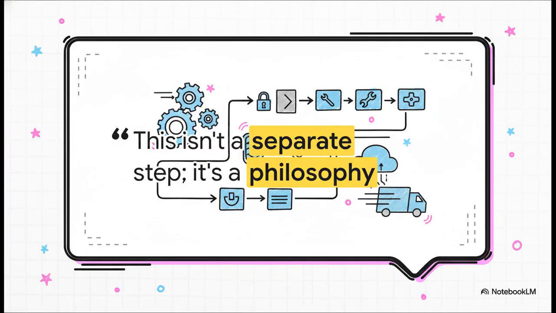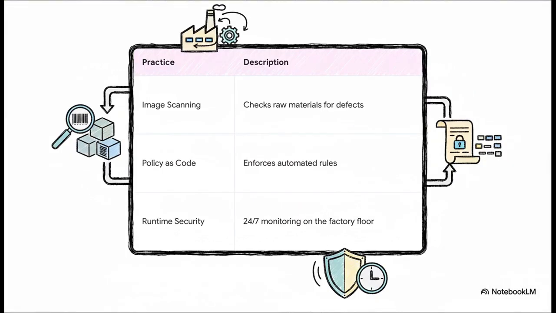Now, this brings us to a really crucial change in how we think about security. In the old way of doing things, security was like this final inspection gate at the very end of the line. In the software factory, security isn't a step, it's a philosophy called DevSecOps. It's woven into every single part of the assembly line. So what does that look like? It means we have automated quality control at every stage.